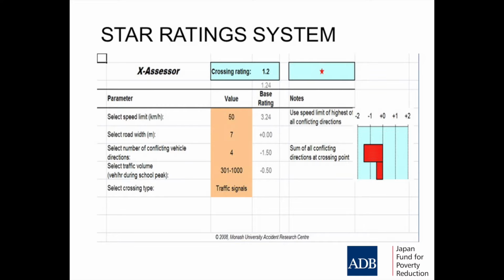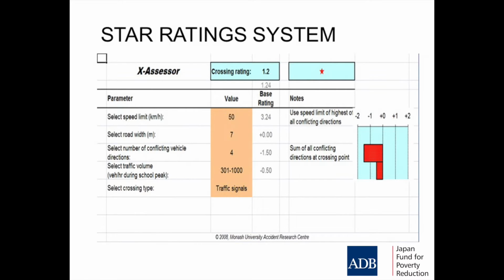These values will change depending upon the nature of the crossing. In this case, for this crossing, it's a speed limit of 50, it's a 50 speed zone, and that leads to a rating of 3.24. 3.24 is quite high. 50 k's is too high a speed to have outside of a school. It should be lower. That's why the number is high. All of these numbers are combined together to give you this rating up the top here.